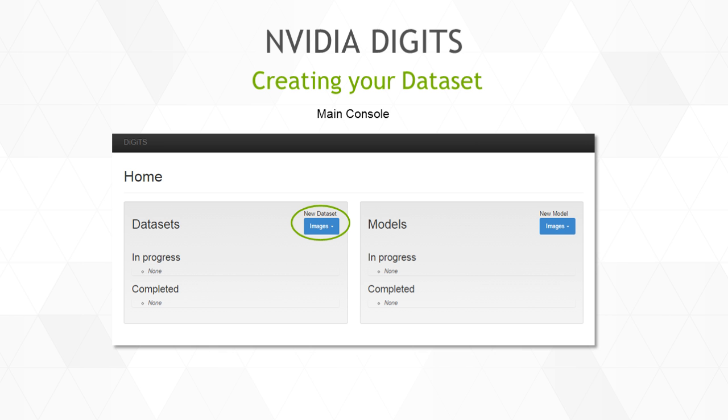So, creating a data set. When you start, the first time you open up Digits, this is what you're going to see. You're going to see this main console, and this is like your center dashboard. This tells you what data sets and what trainings you've performed on this machine or on your host machine, and it helps you keep track of things.